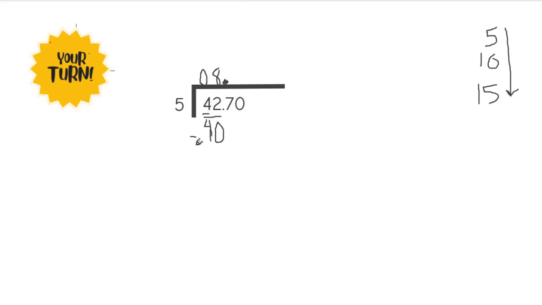My thing is sticky today for some reason. And now I have a 2. We don't look at the decimal, just bring the numbers down. We took care of the decimal by putting it in the top. No need to do anything else.